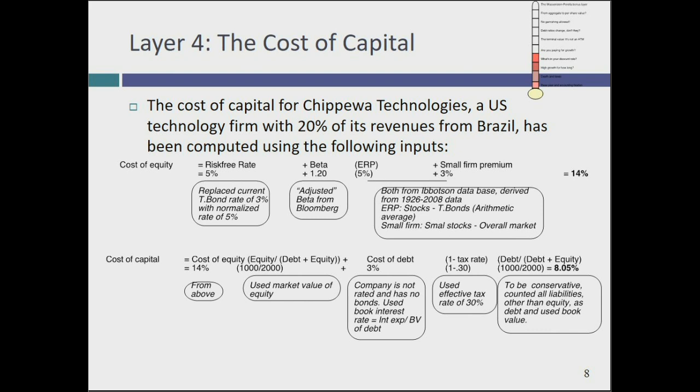And then I decided to be conservative and count everything that was not equity as debt, because I want to be conservative. So, as I said, I've listed out at least 6 mistakes. Let's start with the first one. What's the first mistake I made?